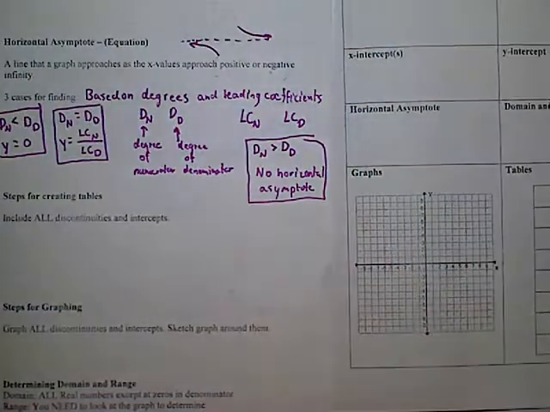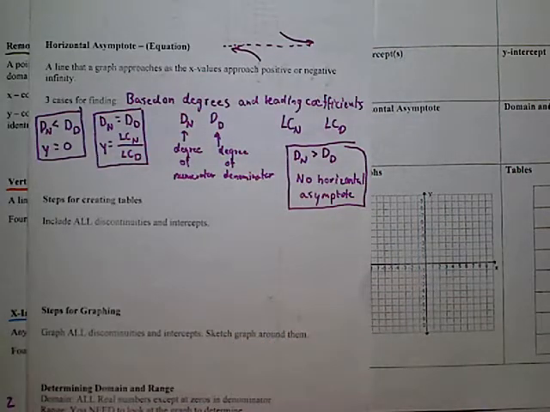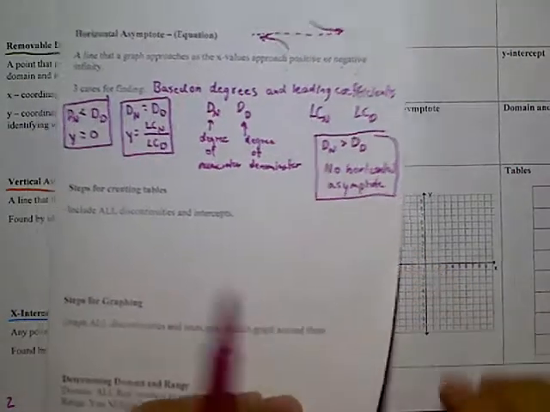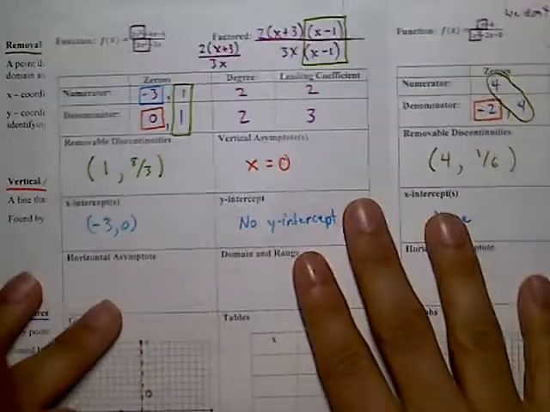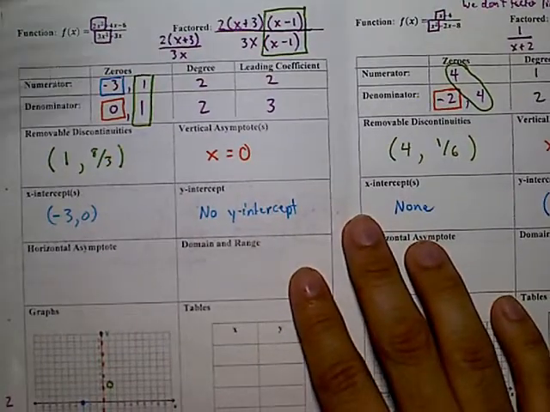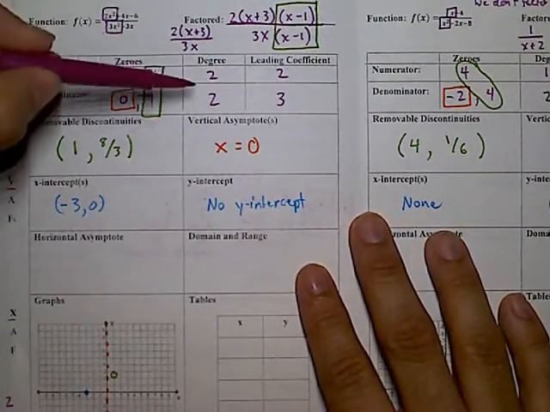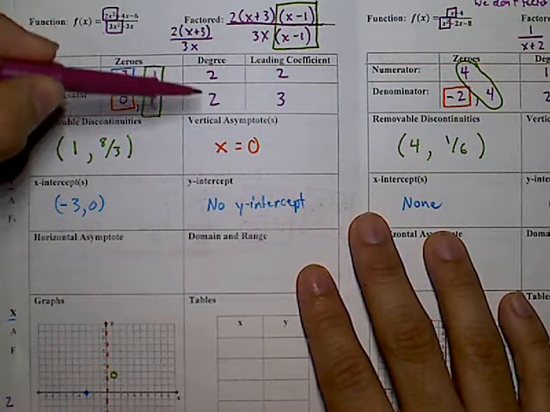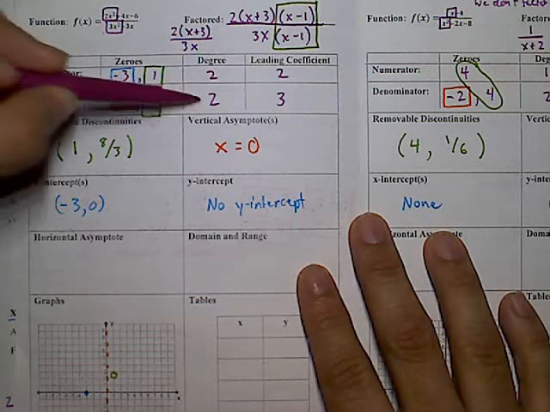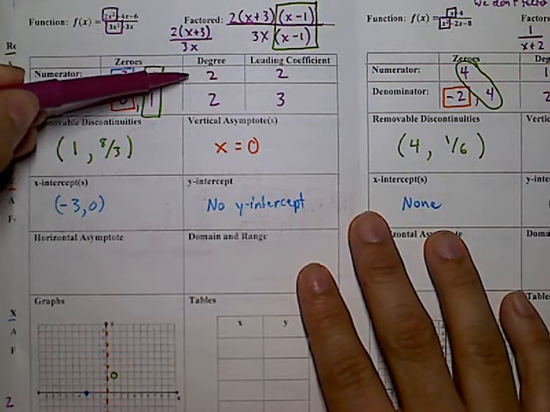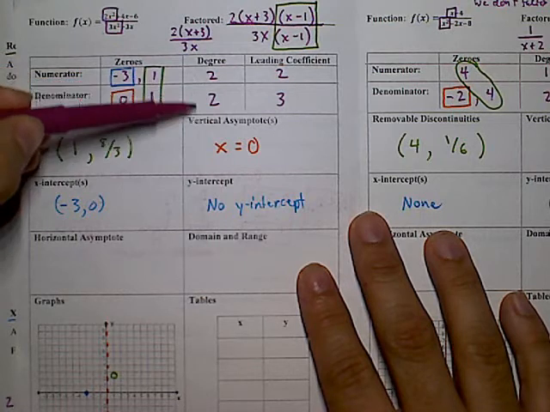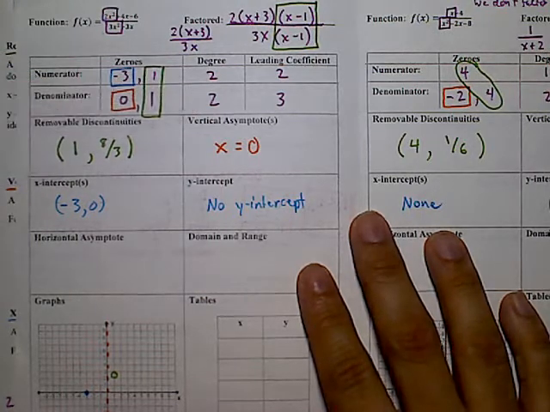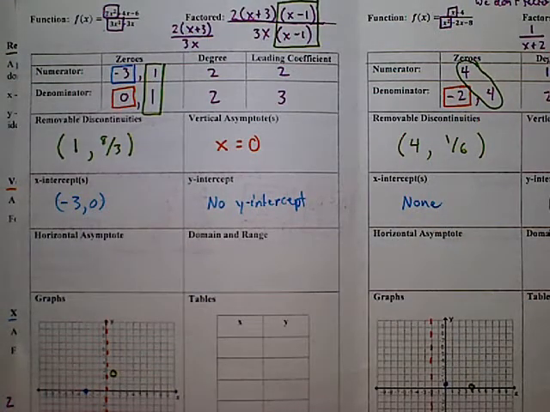So all we have to do is look at the information and determine the equation for our horizontal asymptotes, assuming that the function even has one. So let's go over here to our first example problem on page 4. Let's look at the degrees. What is the degree of the numerator? 2. What is the degree of the denominator? 2. Is the degree of the numerator less than, equal to, or greater than the degree of the denominator? They're equal.